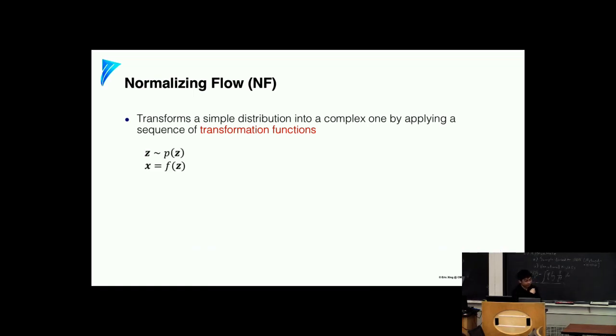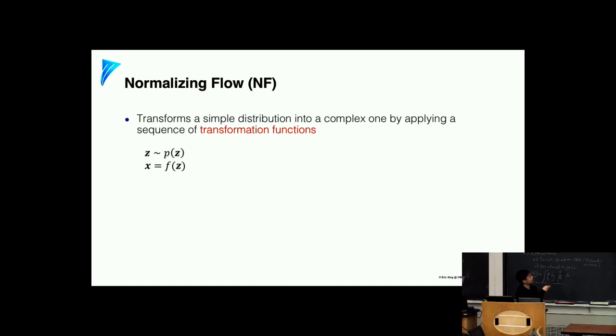Okay, so formally, let's first take a look at the simplest case. We use a single transformation function. Here, z is the latent variable, and p can be a unit Gaussian distribution. The x is the variable you want to model, and f is the transformation function.